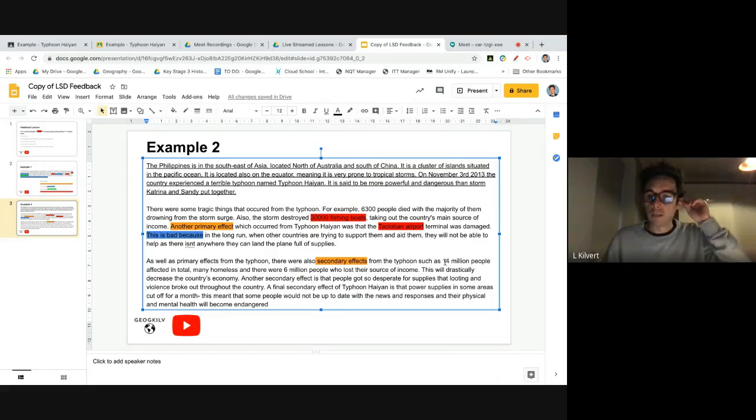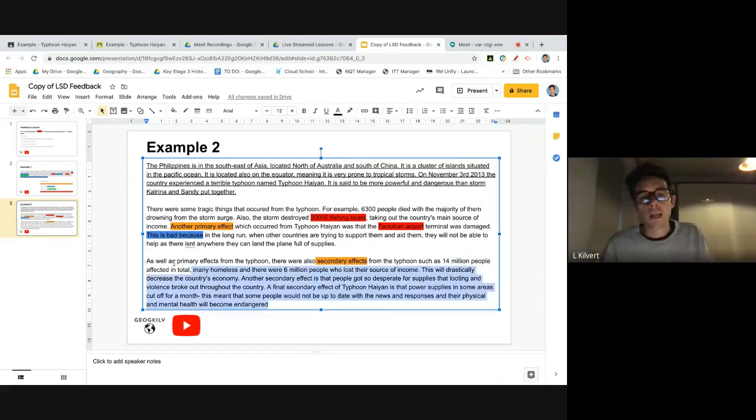Again, specific pieces of information, such as 40 million people affected in total, many homeless, and there were 6 million people who lost their source of income. This will drastically decrease the country's economy. Another secondary effect is that people will go desperate to fires and looting and break out throughout the country. The final secondary effect is that power supplies in some areas will be cut off for a month. This meant that people would not be up to date with news and responses.